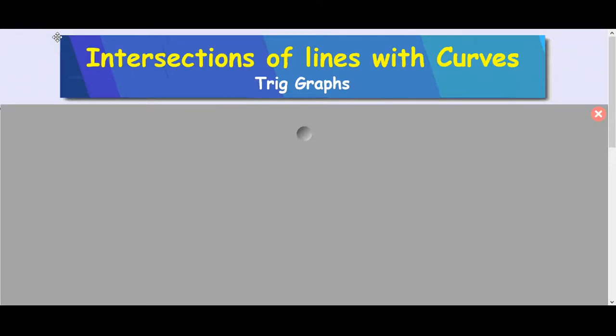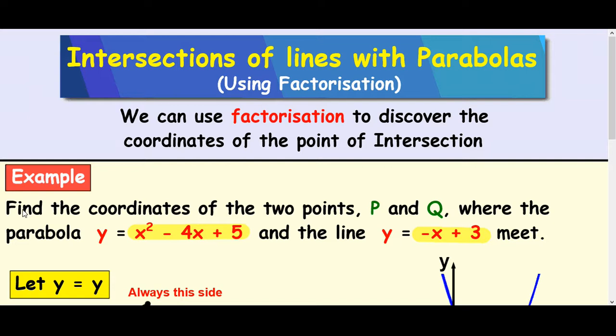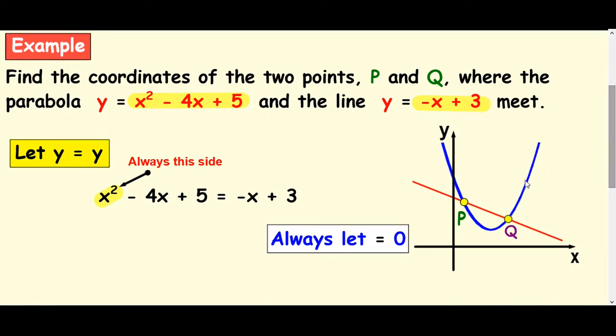In this lesson we're going to look at intersections of lines with trig graphs in particular. Now I'm just going to remind you of something you've done very similar in the last set of lessons in quadratics. If you remember quadratics 1, right at the end, there were intersections of lines with parabolas. And what we were trying to do was find the coordinates of where they met each other.